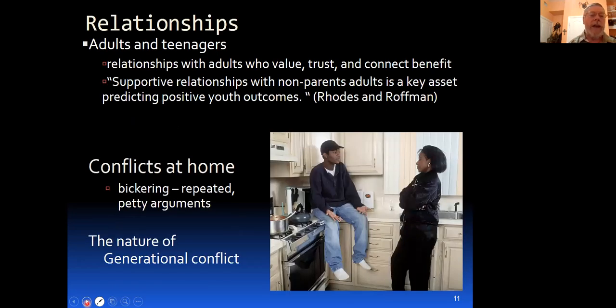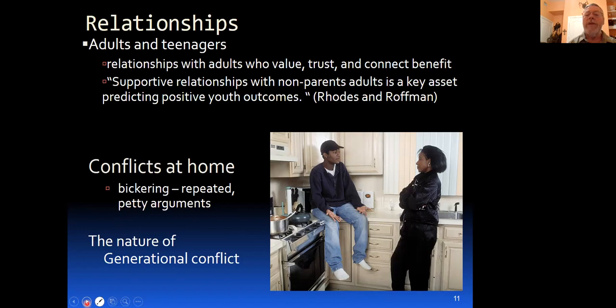Now we have a look at the development of relationships with adolescents. So first looking at relationships with adults. So some of the quotes that I thought were beneficial is that research had found that relationships with adults who value, trust, and connect with adolescents are beneficial.